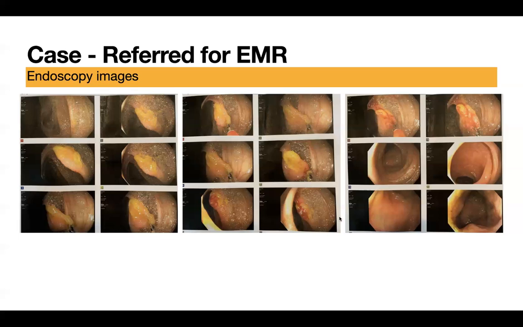Okay, all right. Several characteristics are compatible with a sessile serrated adenoma. It is pale, it has a mucus cap, it is located in the proximal colon, and we know that these lesions are amenable to endoscopic resection, so I would do EMR.